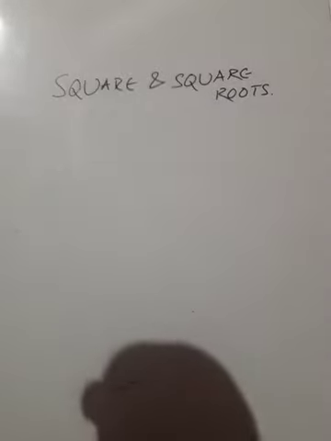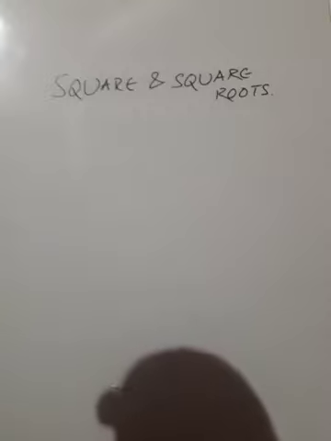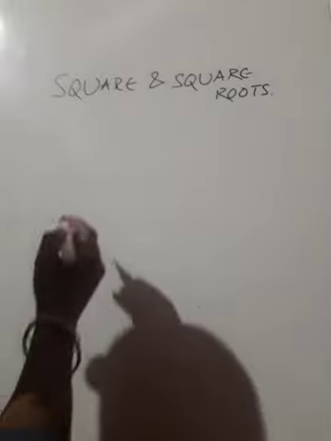Now, let us start with the basics. Square means multiplying a number by itself. That is called a square. Suppose I take a number, say any number. I take a very small number. The first number, that is 1.